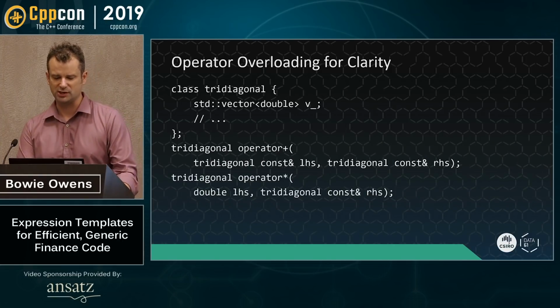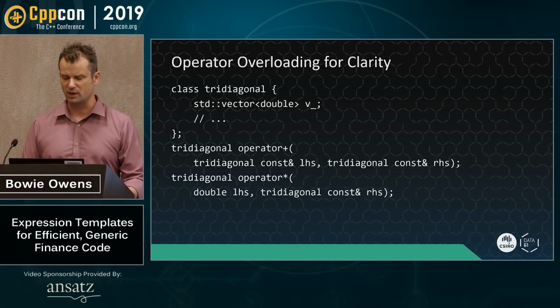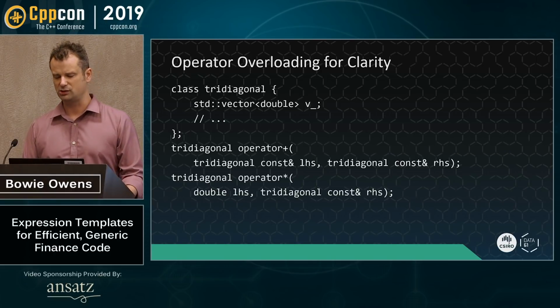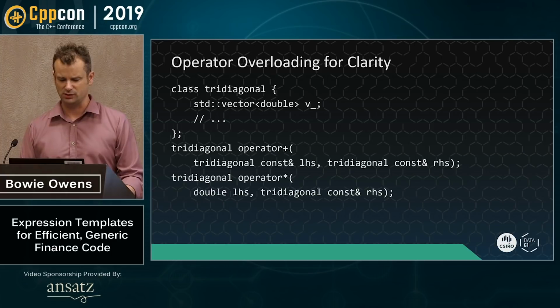Well, as C++ programmers, first port of call would be to write a class that represents the tridiagonal matrix. And then we would create an easy-to-use interface using operator overloading so that we can write expressions on those classes.